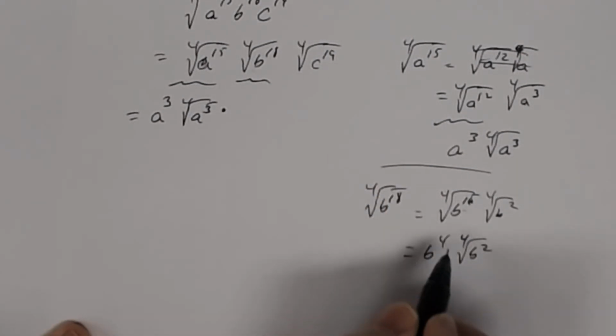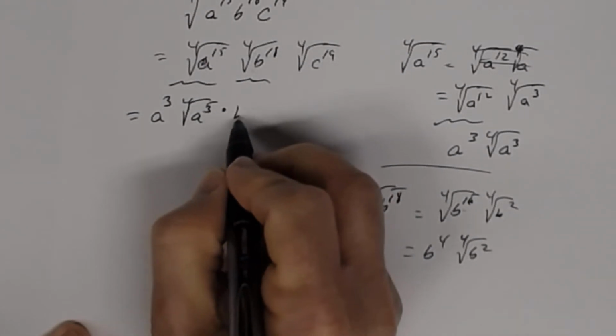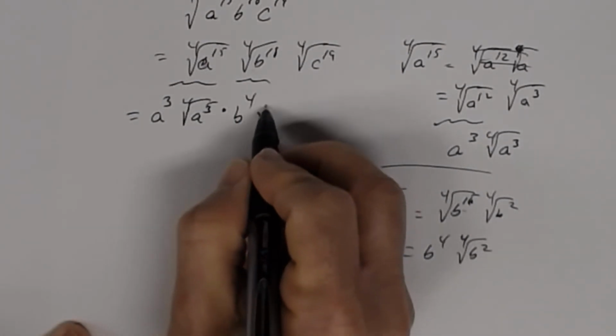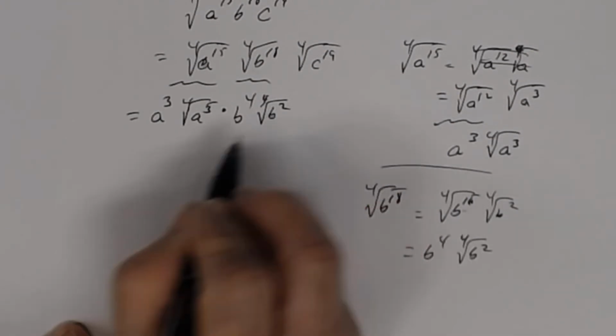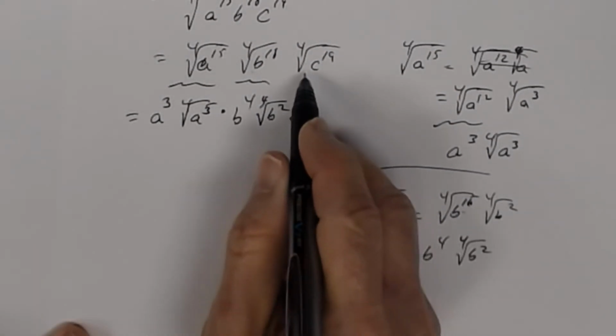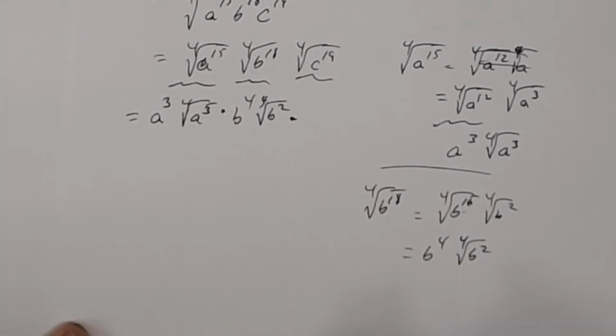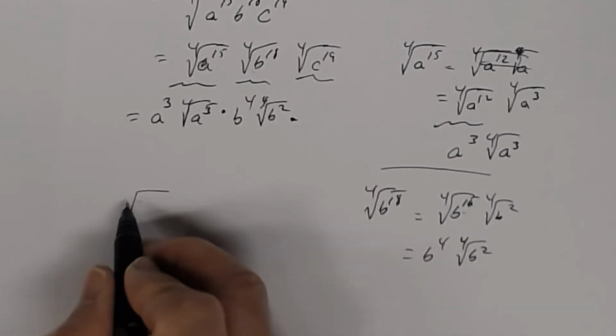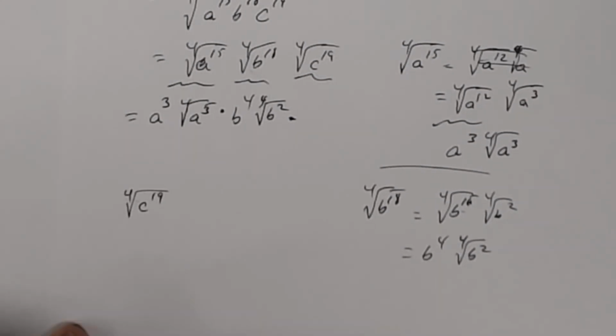Underneath, so this right here is this. So that's times b to the fourth times the fourth root of b squared. Times, okay, let's do the fourth root of c to the 19th. I'm going to do that here. Fourth root of c to the 19th.